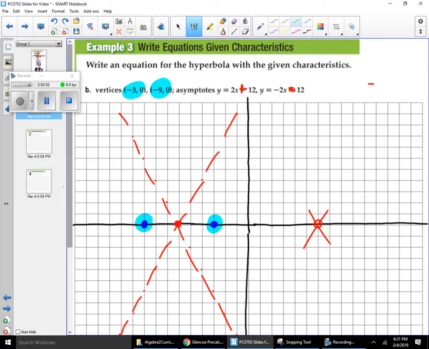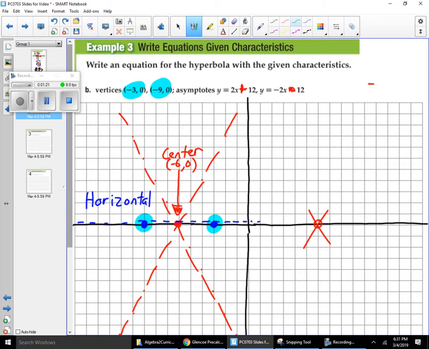In particular, they can help us find the center. Where the two asymptotes intersect, that is the center of our hyperbola. So our center in this case is negative 6, 0. Note that our vertices are along a horizontal transverse axis this time. So it's going to open left and right, our hyperbola here.